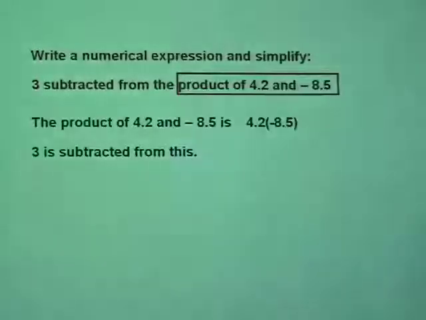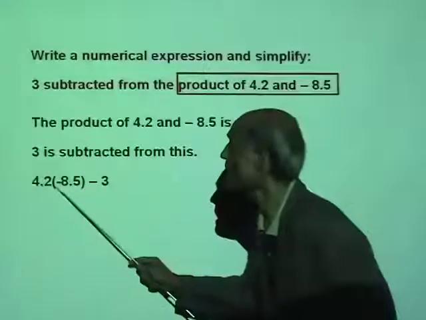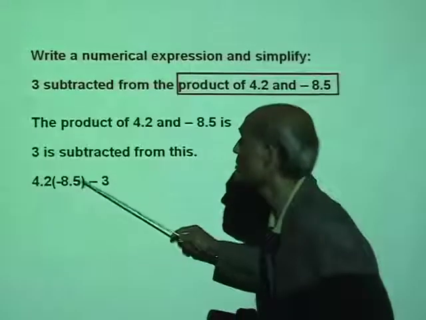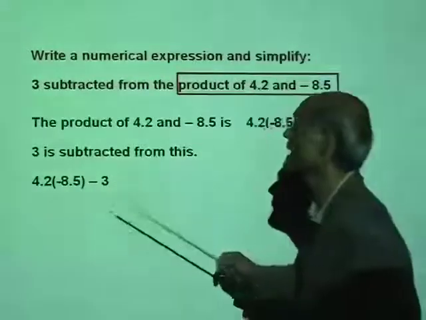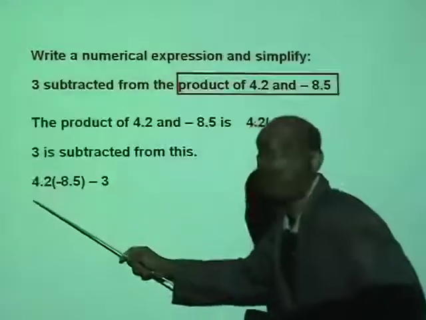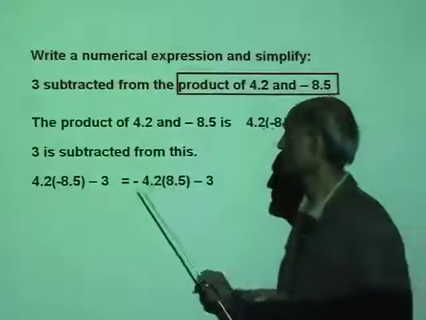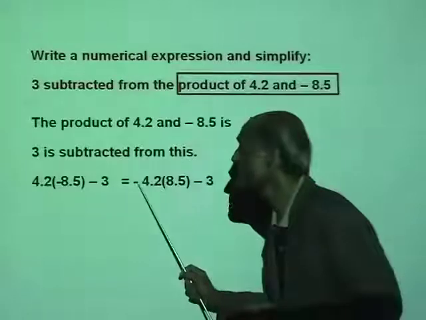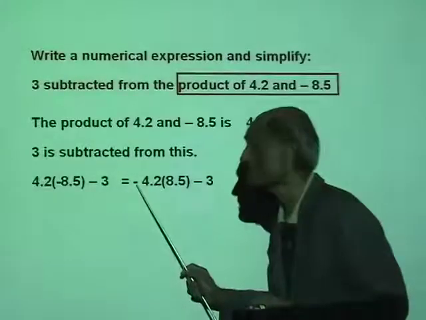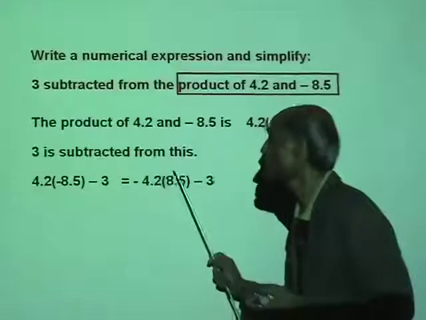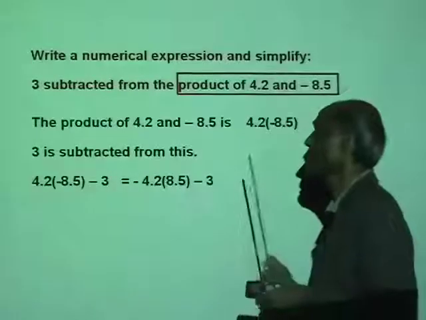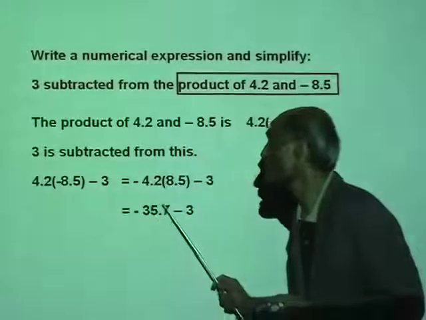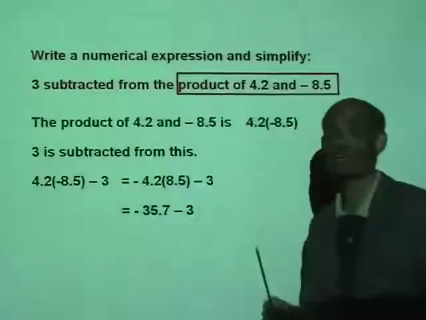Alright? Okay. So 4.2 times negative 8.5 is the product of the two numbers, and subtract 3 from there. 3 is subtracted from there. Alright? And that is multiplying a positive number with a negative number will give the result negative. That is negative 4.2 times 8.5 minus 3. And we just multiplied this. That will be negative 35.7 minus 3.